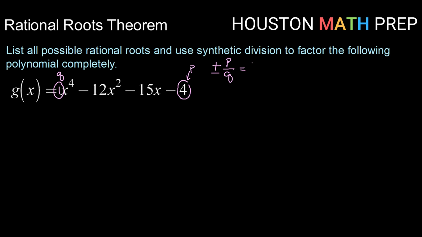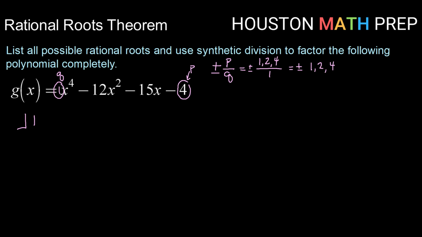So all the integer factors of 4 are plus and minus 1, 2, and 4, over all the integer factors of 1 are just 1. So that means we have 6 possible rational roots: positive and negative 1, positive and negative 2, and positive and negative 4. Once we've got our list, we can go ahead and start setting up for synthetic division.